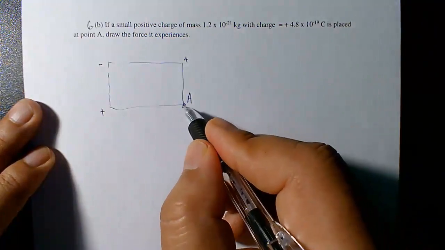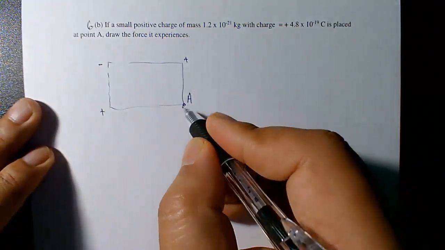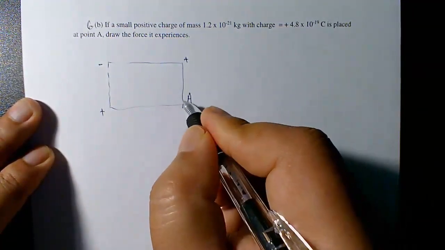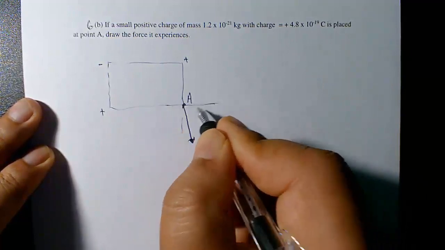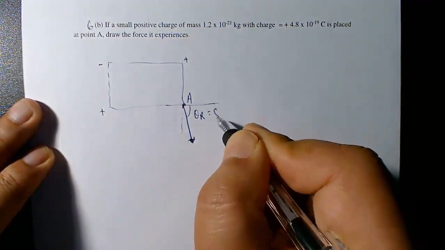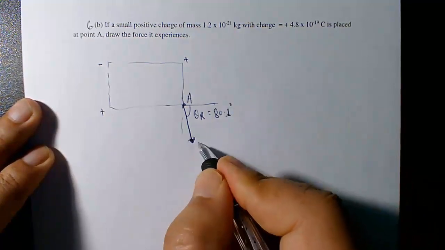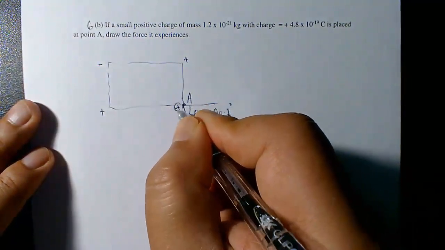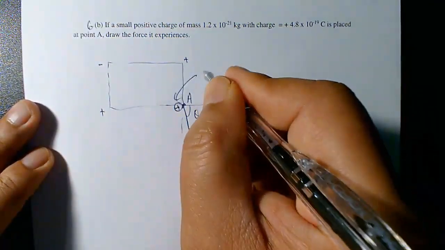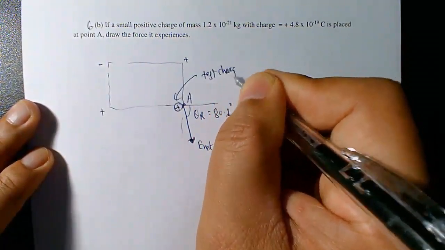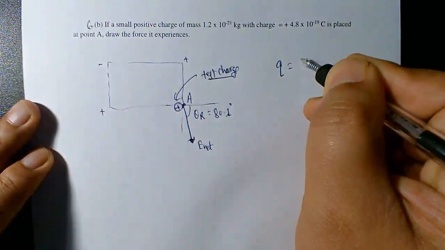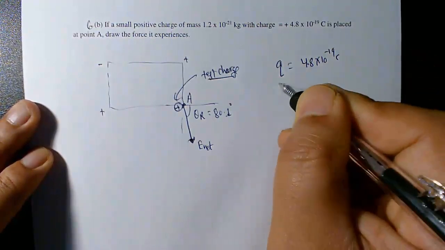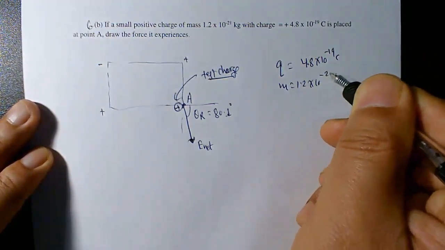From part A we just found the net electric field vector, making theta r equal to 80.1 degrees in the fourth quadrant. So that was the net electric field we just found. Now it says put a small test charge, whose charge magnitude is 4.8 × 10^-19 coulomb. Its mass is 1.2 × 10^-21 kg.